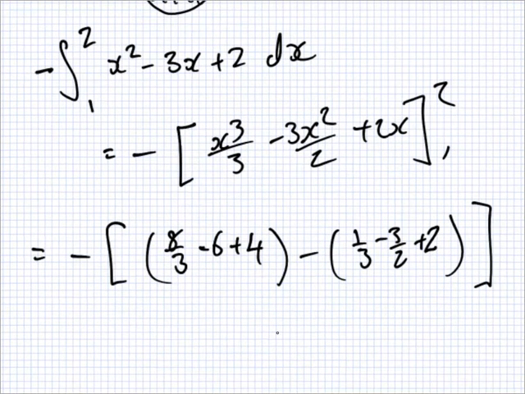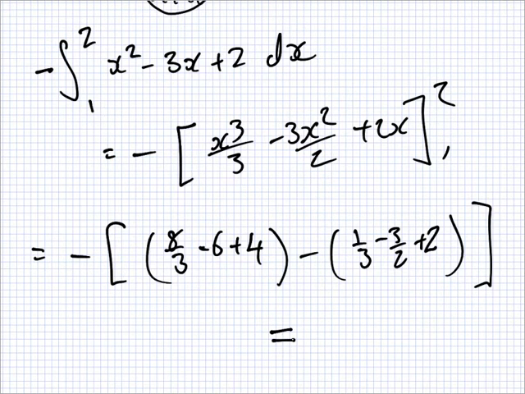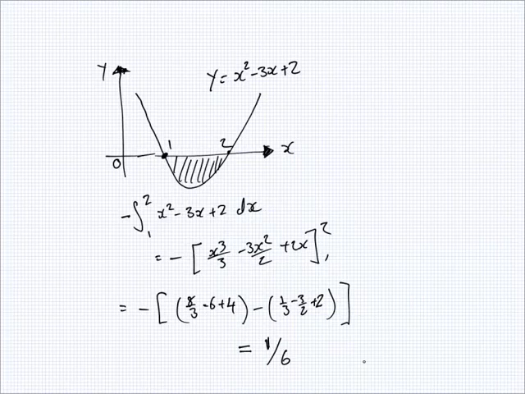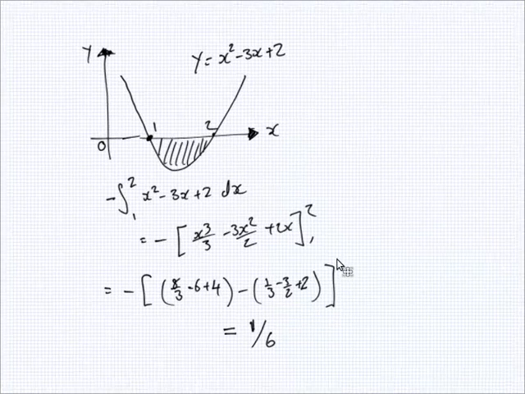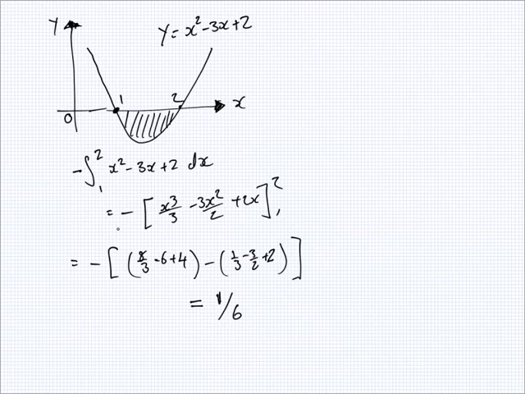Has somebody bashed this out? What did you get? 2 over 3. So the final answer? 1 over 6. I'm still confused with the minus at the outside. Doesn't that make any answer in between the brackets become minus? Yeah, but the answer inside here is minus. So you've ended up making it plus.